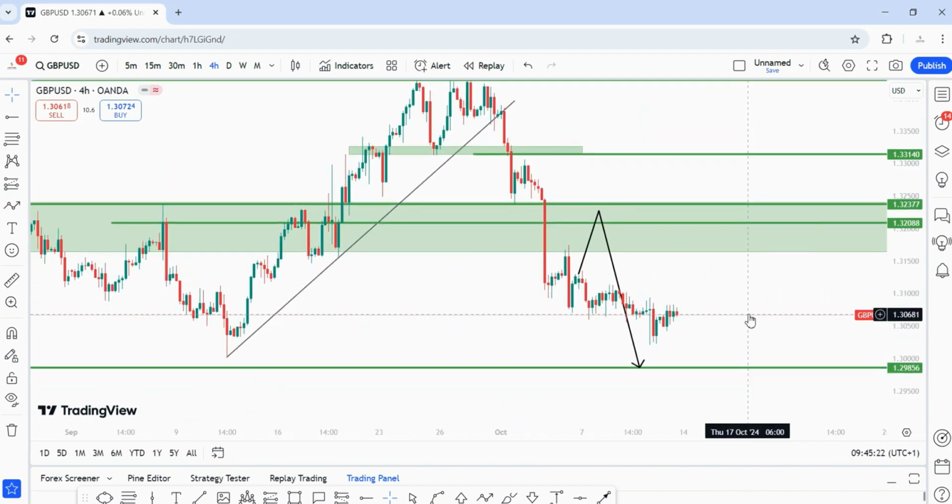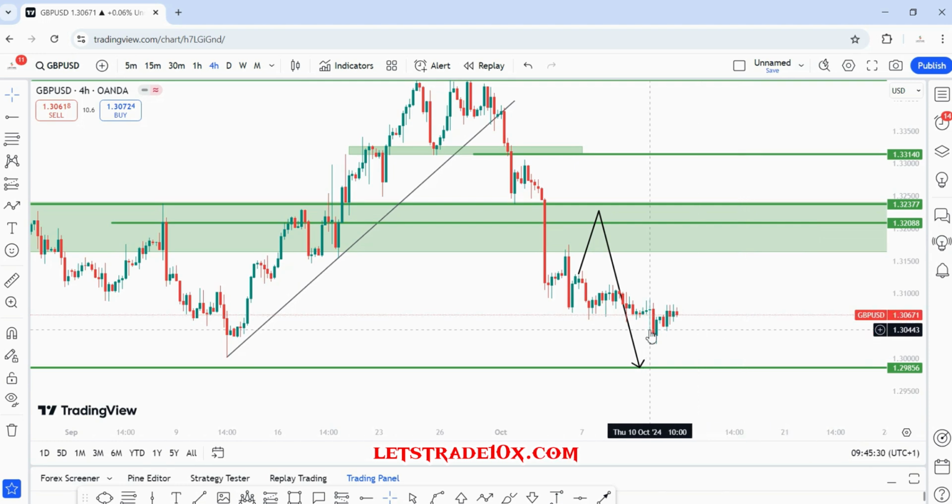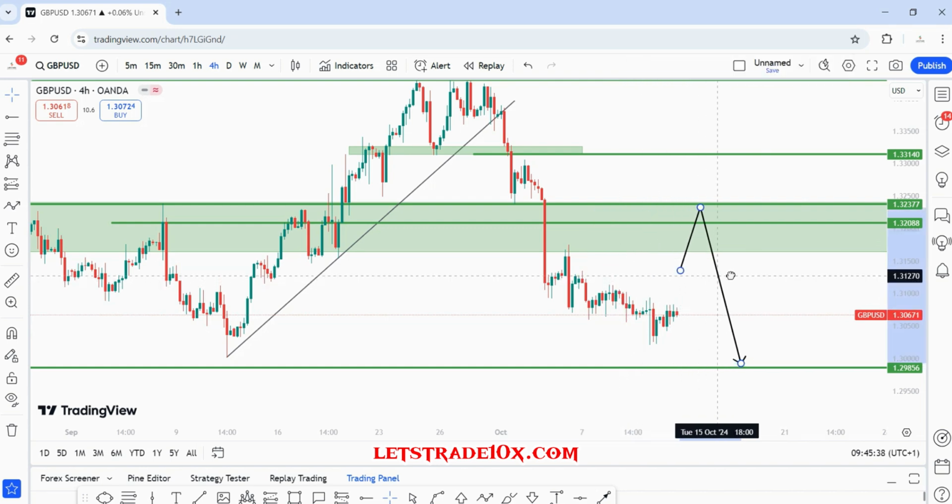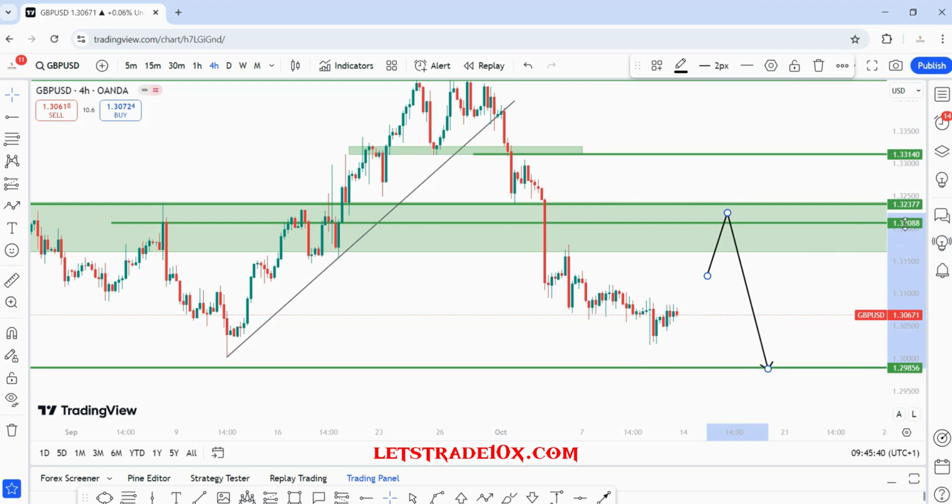If I am anticipating a pullback on Euro USD next week and DXY next week, then GBP has to follow suit, right? And if GBP goes for a pullback, then like what I did last week, I would still like to see price pull back into these regions here of 1.32377 and 1.32088, before we now sell off.